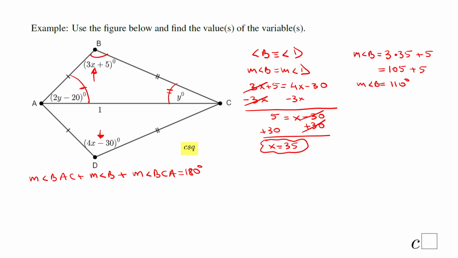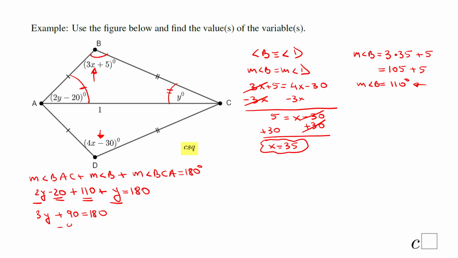So now we have the measure of angle BAC, that will be 2y minus 20, plus the measure of angle B, we did find out that one, remember, it's 110, plus the measure of angle BCA, which is just y, equals 180. So you notice now we have an equation. 2y plus y here, that will be 3y. Negative 20 plus 110, that will be plus 90, equals 180.